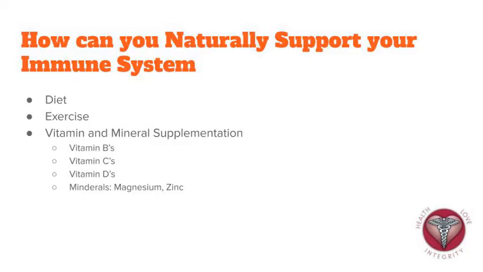Ways to naturally support your immune system. Number 1, diet. Being on a plant-based diet has been proven to multiply the capacity of your immune system in relation to its defenses against any infection. Exercise regularly. And for vitamins and minerals, I want to focus on the B vitamins. We're talking about B1, B2, B6, B12, folic acid.